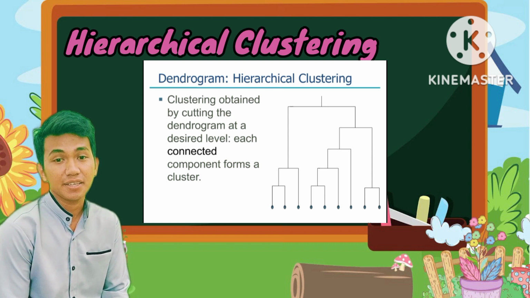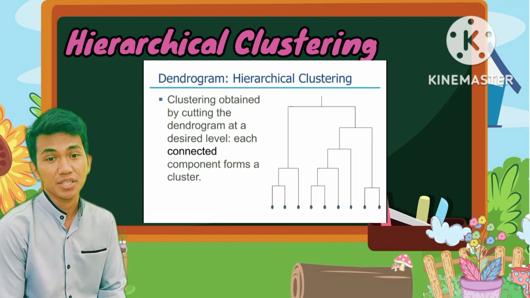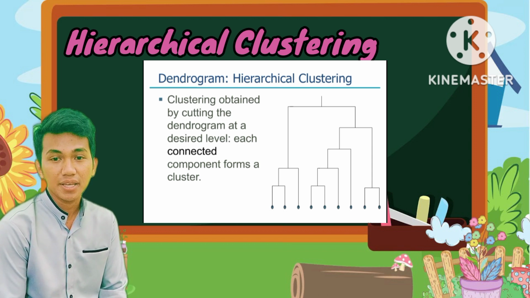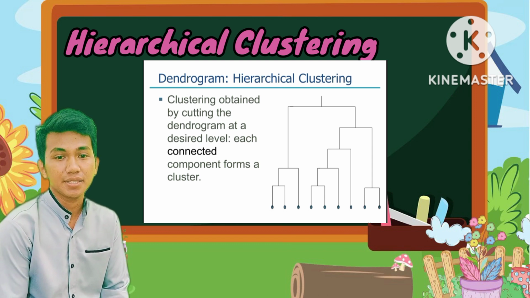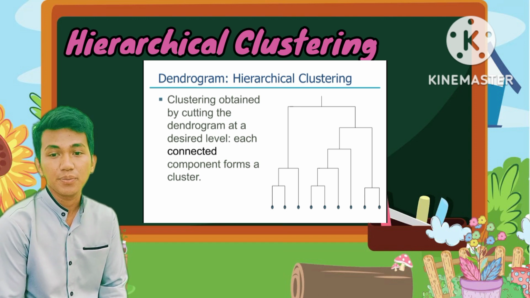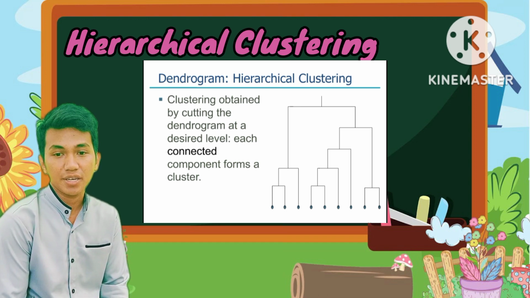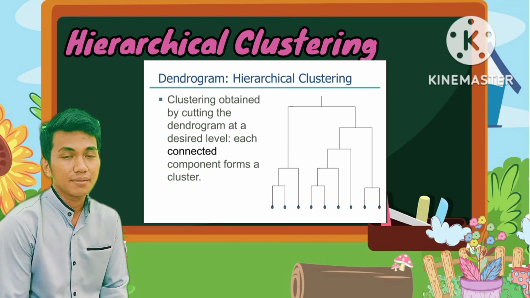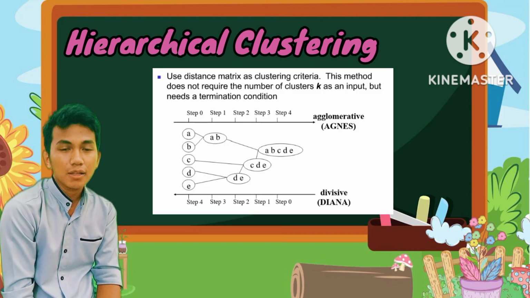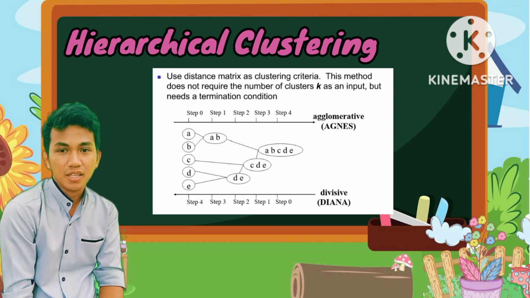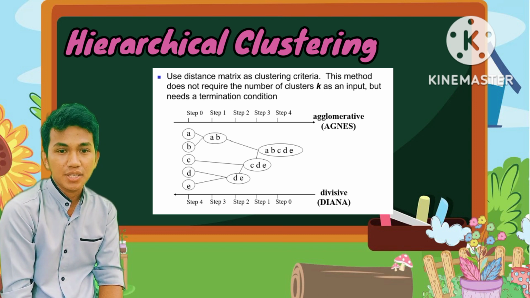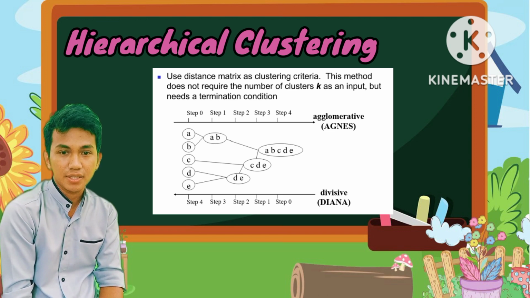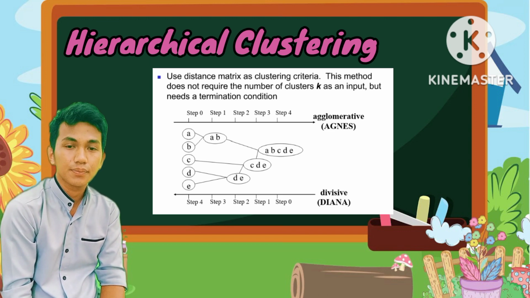Hierarchical clustering will be illustrated using the AMC house data. If you would like to replicate this analysis with the full set of features, since these features are measured on significantly different magnitudes, we can standardize the dataset. Hierarchical clustering uses distance metrics as clustering criteria. These methods do not require the number of clusters k as an input but need a termination condition.